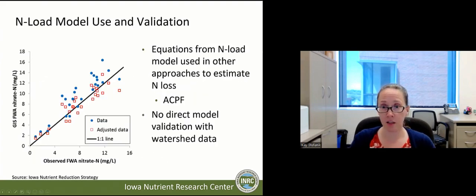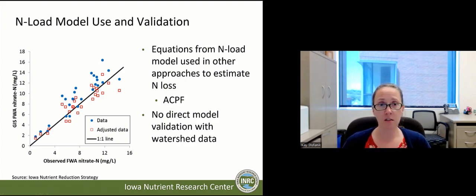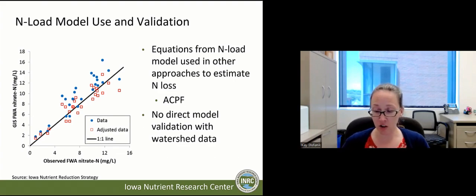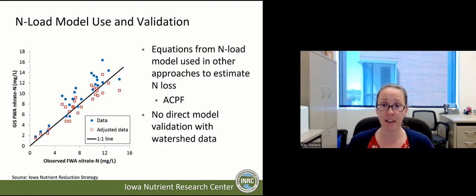Now, this N load model has been used for the nutrient reduction strategy, but pieces of it have also been used for other projects looking to model nitrogen loss. One of these projects includes use in the Agricultural Conservation Planning Framework, the ACPF. So the ACPF used some of the equations that were in that original N load model.